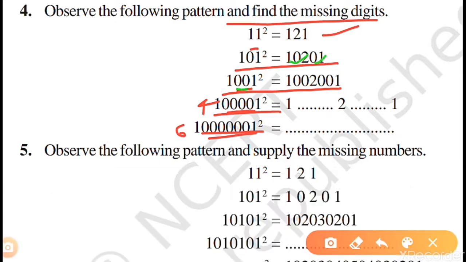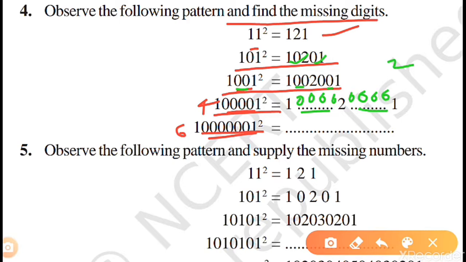If there is double zero here, then in these answers also double zero will repeat 2 times. If there are 4 times zero here, then in the square of it also there will be 4 times zero here and 4 times zero here. So you will write 4 times zero 1, 2, 3, 4, and similarly 1, 2, 3, 4. So these are the 4 times zeros. Similarly you will write here 6 times 0 between 1, 2 and 1.